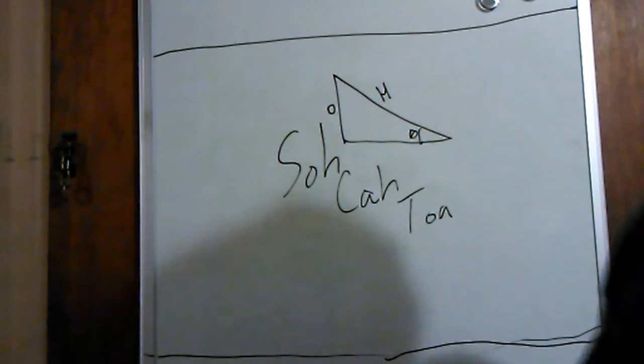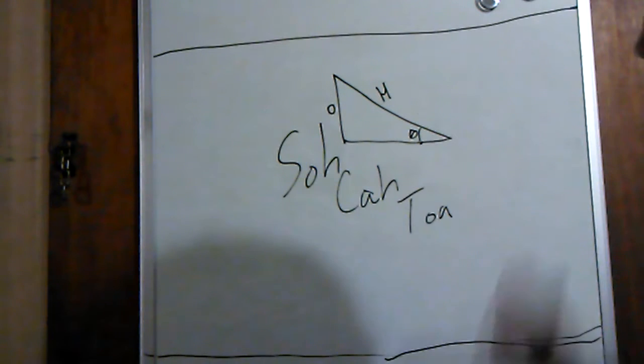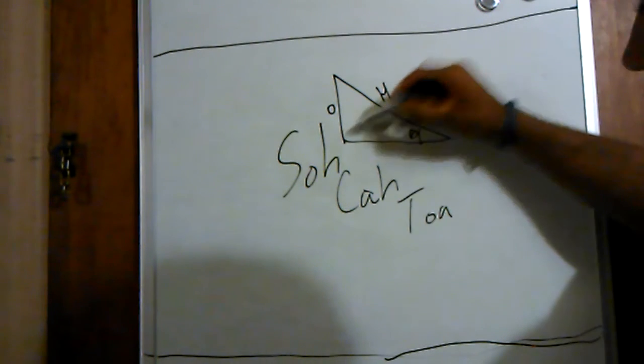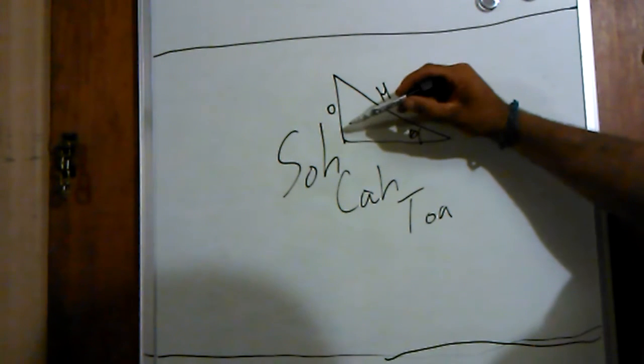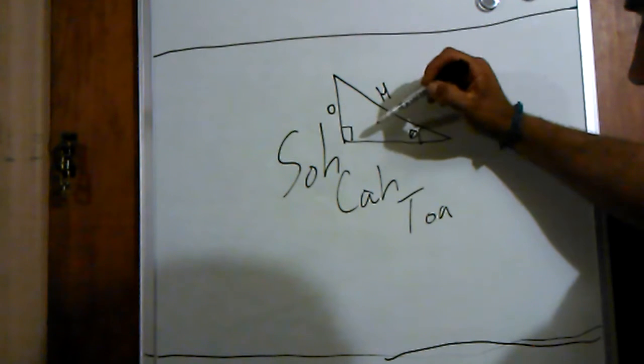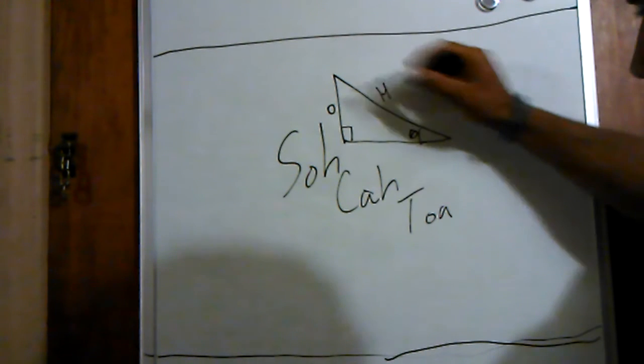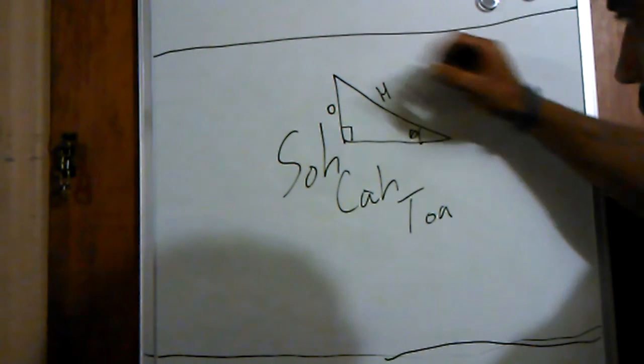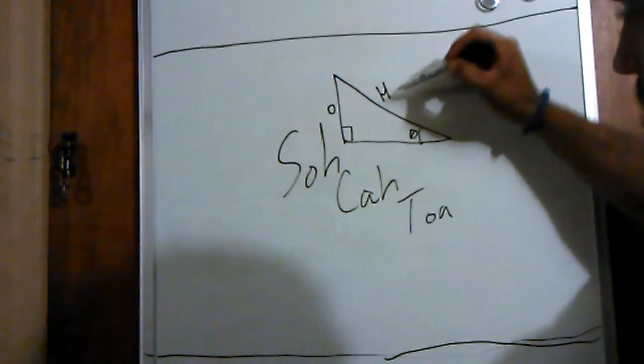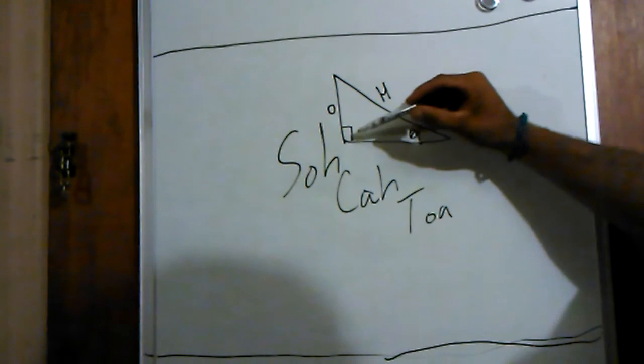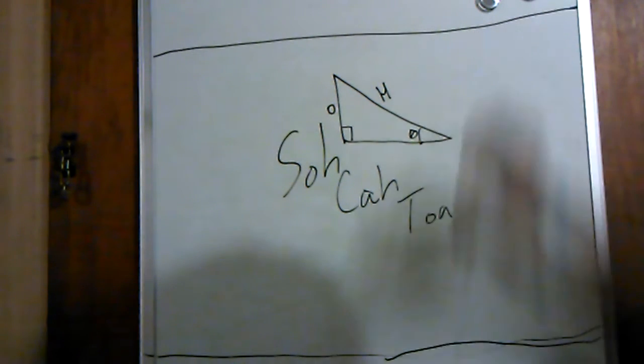Hypotenuse is a word that means the longest side of the triangle. The longest side of the triangle is always opposite the biggest angle. Since the biggest angle is always the right angle in a right triangle, because the other two have to add up to 90 and this one is always 90, so those are always smaller than 90, whichever side is opposite the 90-degree angle is the hypotenuse, and that's the longest side.